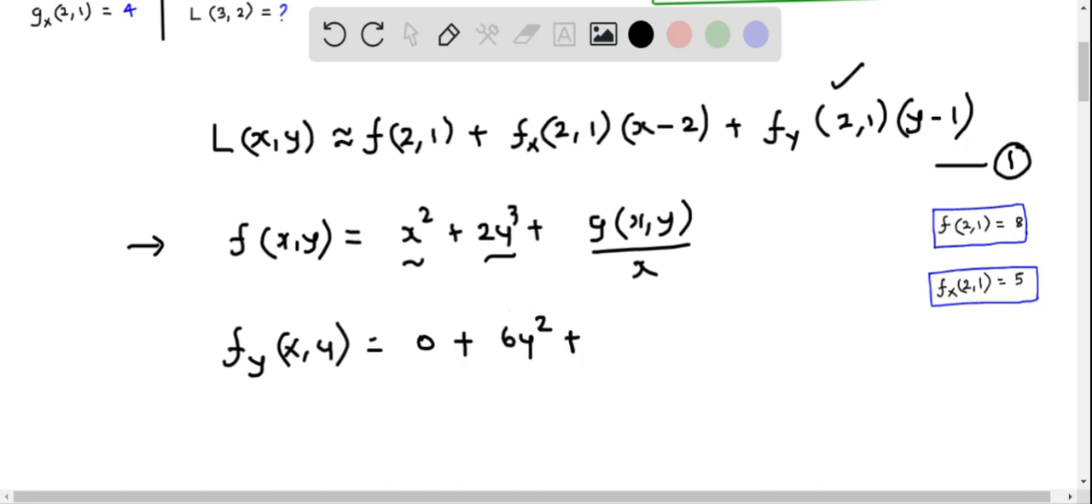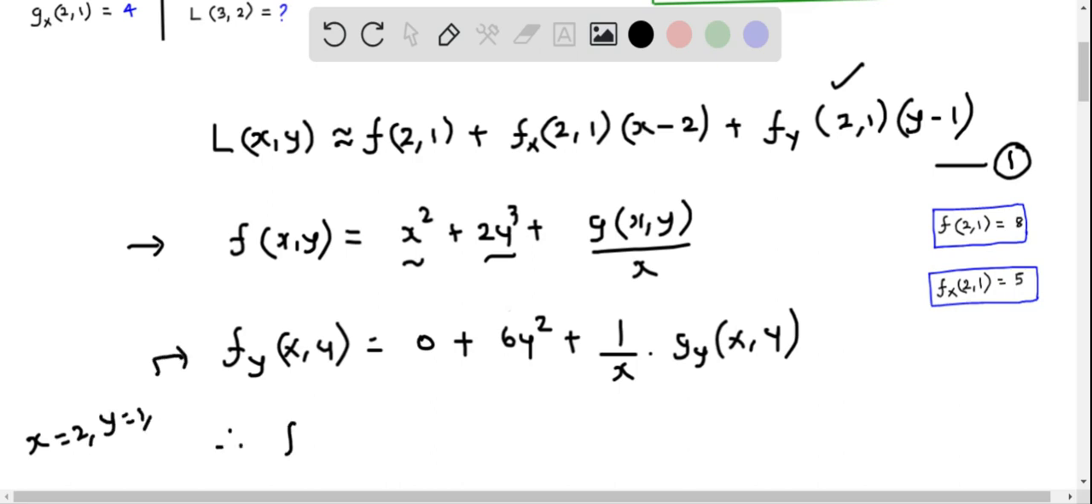Now we find the derivative of the last term, that is this quotient g of (x, y) over x. Since x is treated as a constant, I can rewrite this as 1 by x times the derivative of g of (x, y) with respect to y, which is gy of (x, y). Now let's evaluate this function at the point (2, 1). So I'm going to replace x equal to 2 and y equal to 1 into this equation.